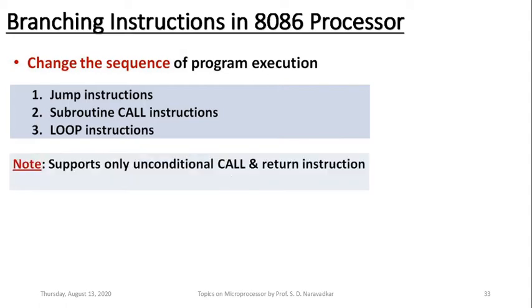Now here, the first category jump instruction can be either conditional or unconditional jump instructions. But in case of second category, as that note has been written at the bottom, it supports only unconditional call and unconditional return instruction. Okay, and then the third category loop instruction, which is used for repetitive execution of certain section of the code. Okay, we will explore jump instructions first.